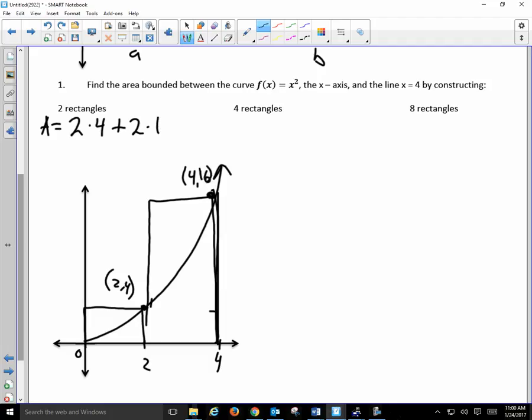So 2 times 16. Now, I know that it's not a big deal right now because we only have 2 rectangles. But when I have 8 rectangles, it's going to become a lot easier if I factor out the width. Width is 2 times 4 plus 16. 4 plus 16 is 20, times 2 is 40.